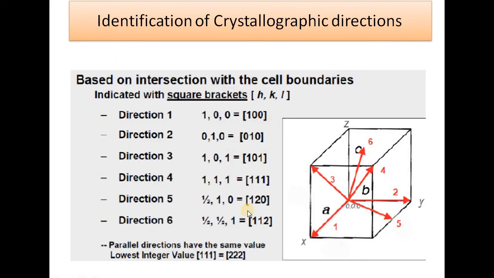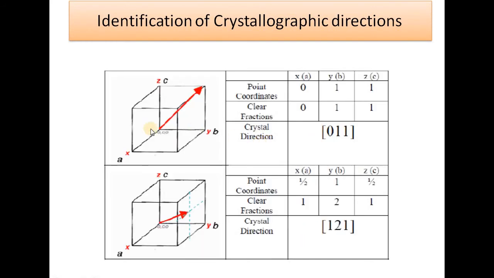Similarly, there are various other examples which you can do for your exercise. Like, we have different directions, 1, 0, 0, 0, 1, 0, 1, 0, 1, direction 1 to direction 6. You can find out the Miller indices of these directions if you know the intercepts of these directions on the x, y and z axes. Similarly, we have various other examples like this.